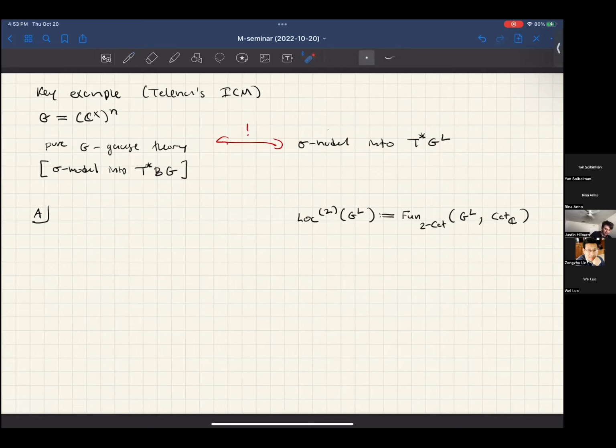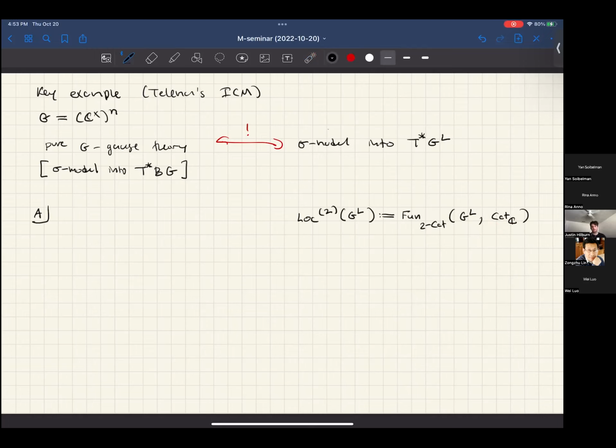Sorry, I botched that. But you notice that if I just wanted to define one local systems, then I would be looking at functors inside one cat from this G Langlands dual, considered as a topological space, into the one category of vector spaces. So all I've done is replace one categories by two categories and vector spaces by categories. Sorry, that was kind of a mouthful.